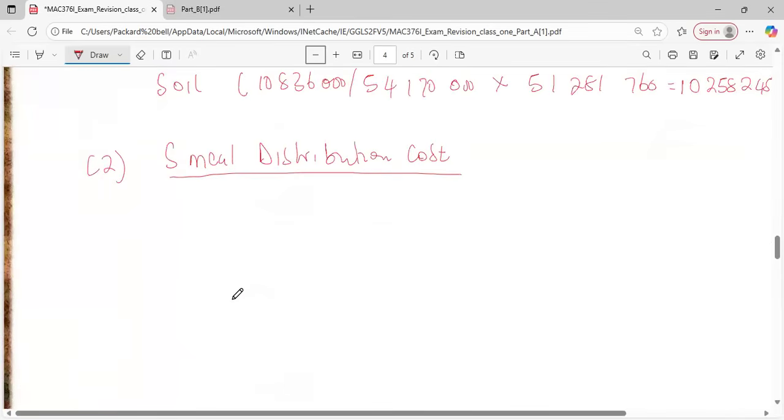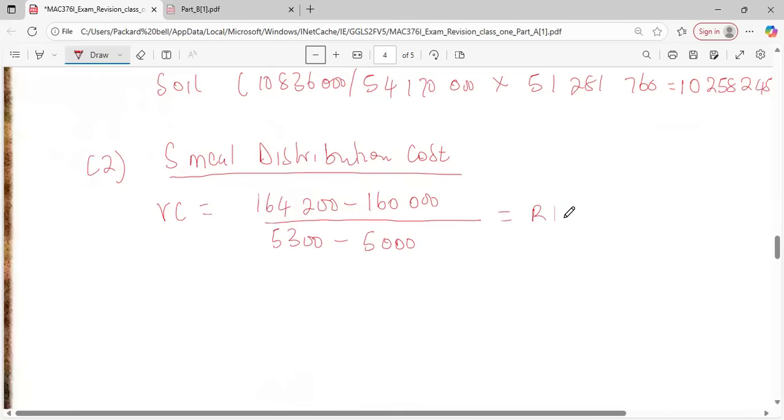So it's going to be the variable cost. Variable cost is going to be 164,200 minus 160,000 over 5,300 minus 5,000. What is going to be our variable cost here? 14 rand. So our variable cost is going to be 14 rand.